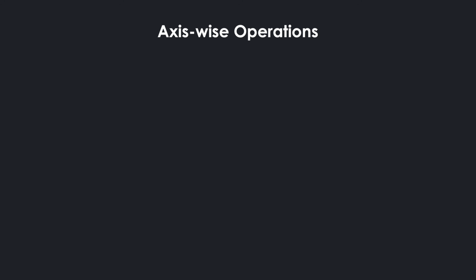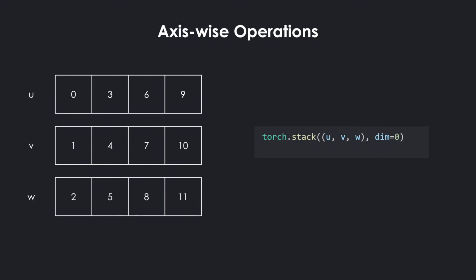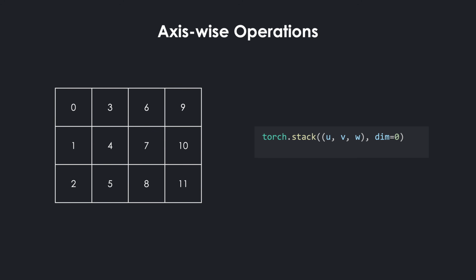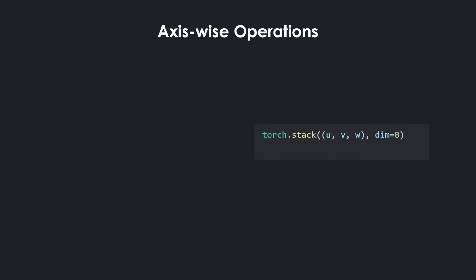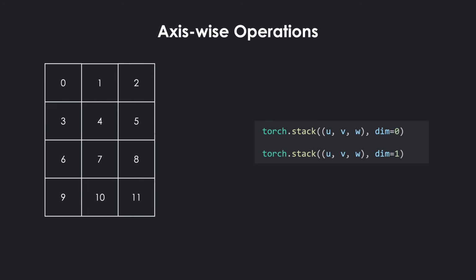Another similar case where you need to think about axes is when concatenating or stacking tensors. Let's say you have 3 4-element tensors, u, v, and w. You can use torch.stack to stack them to a matrix. If you stack them with dim equal to 0, you'll get a 3x4 matrix, where the vectors are the individual rows. If you use torch.stack with dim equal to 1, or dim equal to -1, you'll get a 4x3 matrix, with vectors as the individual columns.